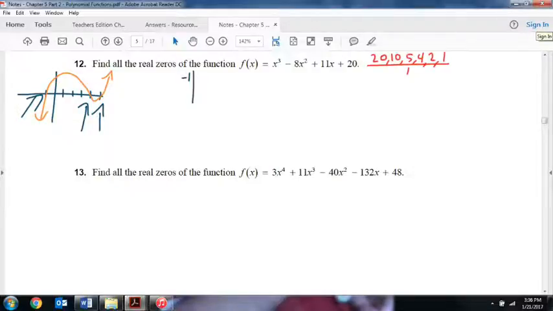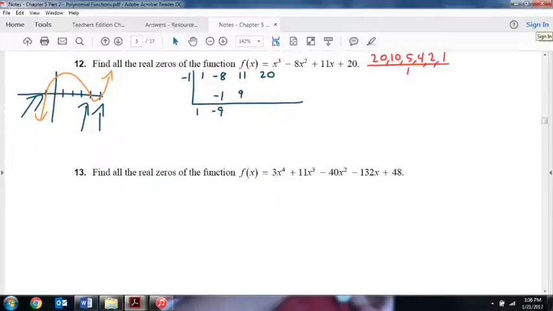So we're going to see if the x value, -1, gives us a y of 0. So -1, -8 for my x squared, 11 for my x, and 20 for my constant. So remember, drop it down, multiply, add, multiply, add, multiply, add. So we'll drop down the 1, multiply by -1 is -1, that's -9, multiply by -1, that's +9.